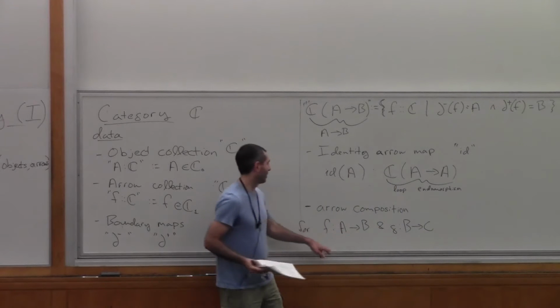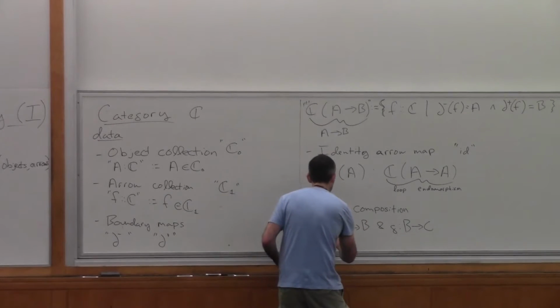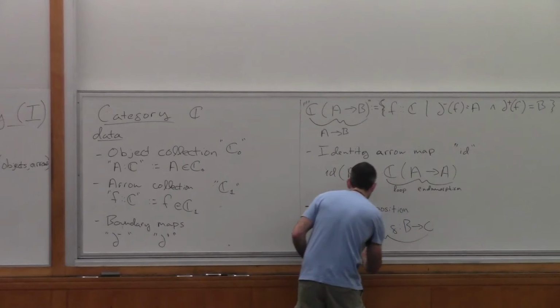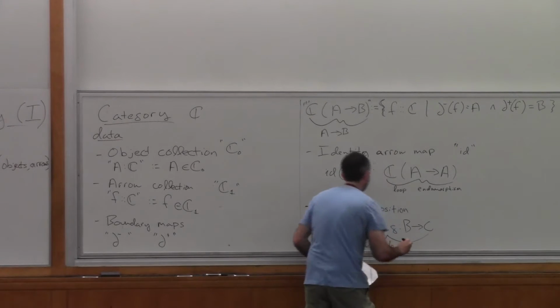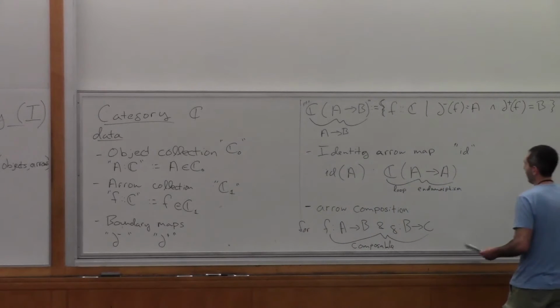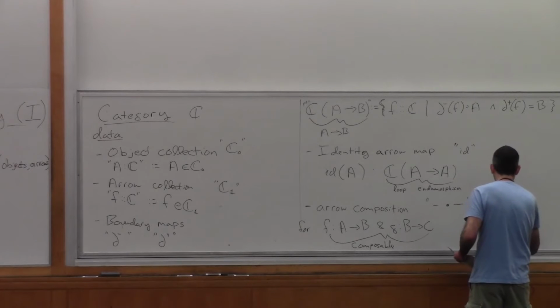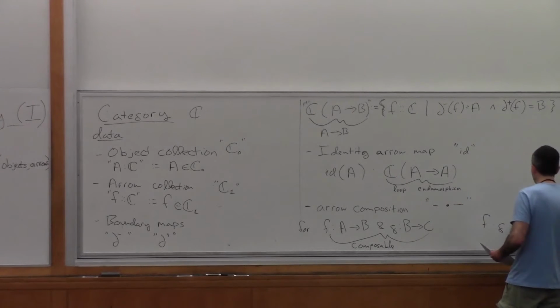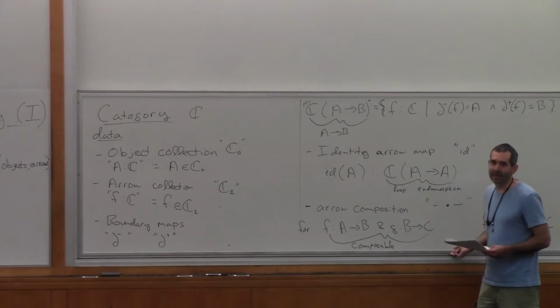So if I have two arrows where the codomain of the first is the domain of the second, then their composition is defined. In fact, we call this situation composable. We call these arrows composable. And when two arrows are composable, their composition is defined. By the way, the composition I write with this infix dot. So in other words, F composed with G is an arrow from A to C. So it's an arrow from the domain of the first arrow to the codomain of the second arrow. Okay. So that's the data.